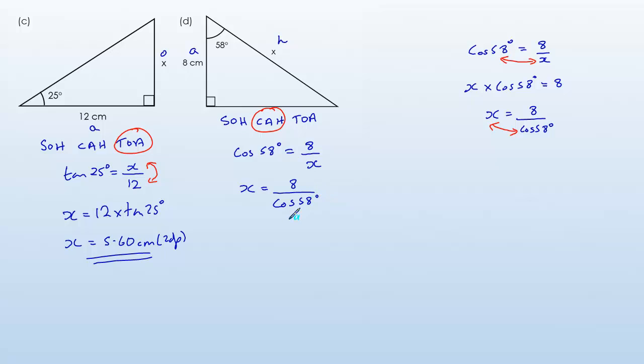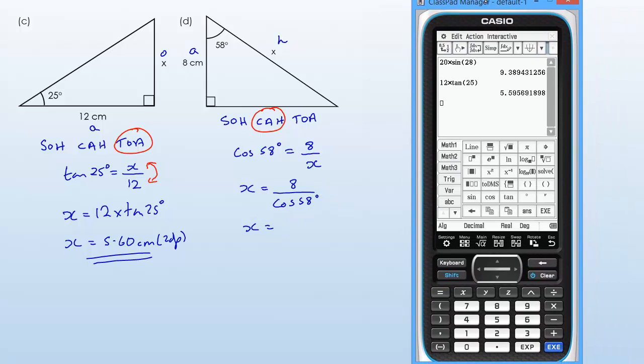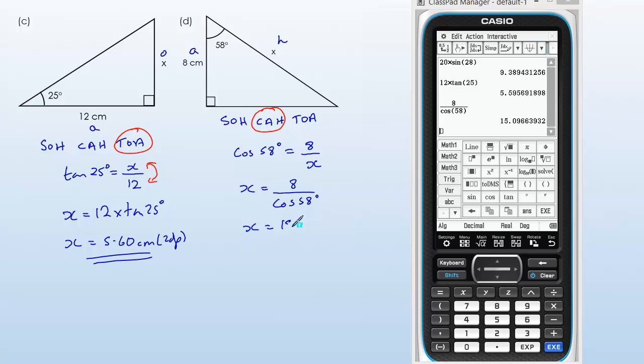So we'll get this, and then we need to calculate that. So let's use a fraction template, and we'll have 8 divided by the cosine of 58, and you have to make sure you close the bracket on this. And that would give us 15.10. Again, it's centimeters to 2 dp.